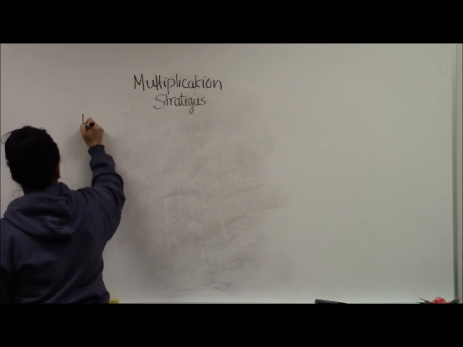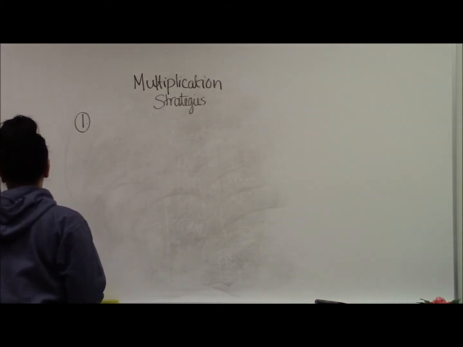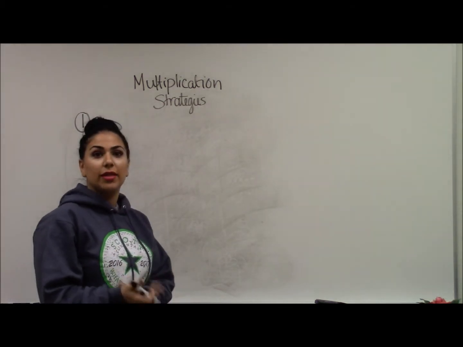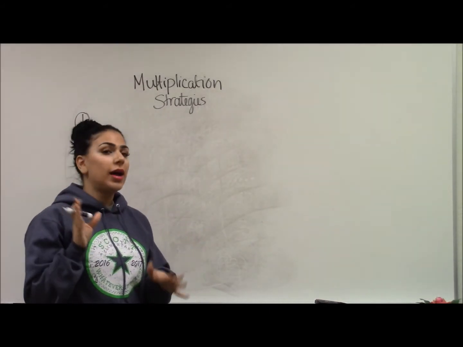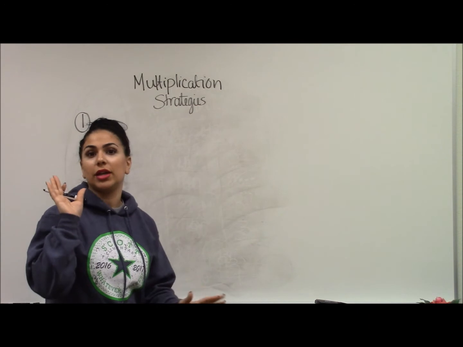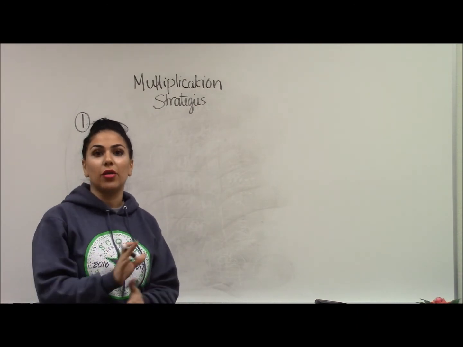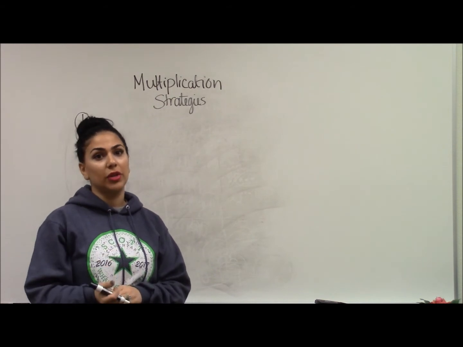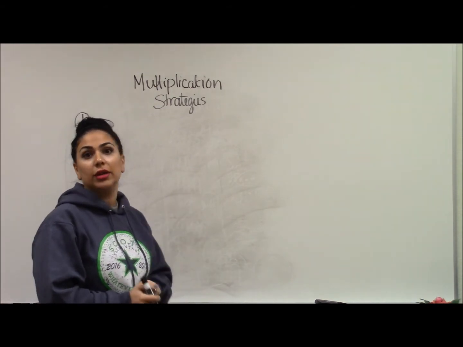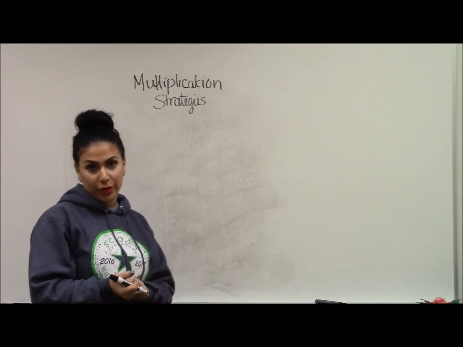So the first strategy that we are going to do today is going to be equal groups. That's when a lot of parents are always like, why is my kid doing lines and squares and circles, and I just don't understand why they're adding it that way or why they are multiplying it that way. So I have some base 10 blocks that I'm going to show you, and I'm also going to do it on the board the way that you would see it on paper.